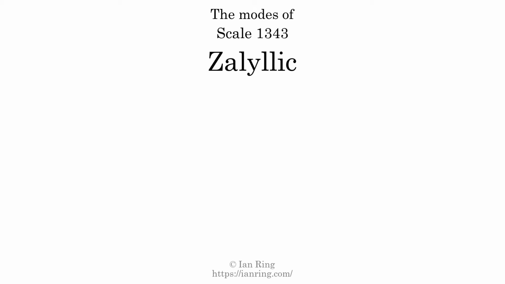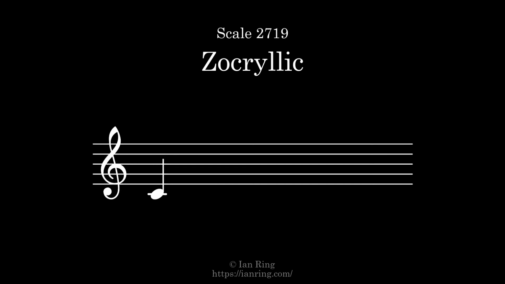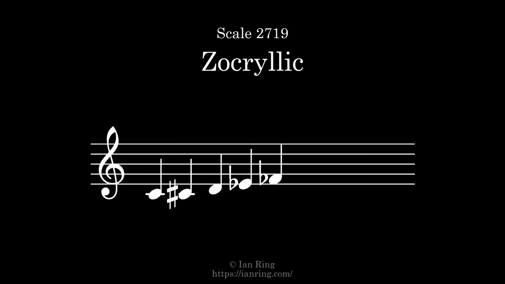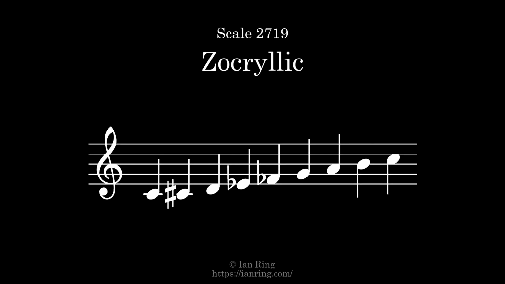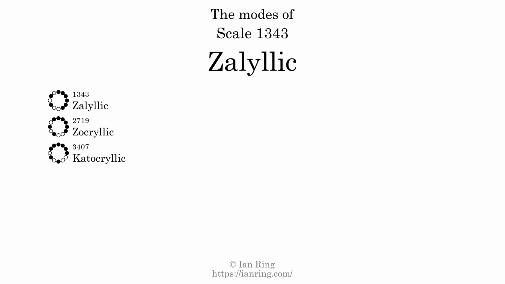This scale has 8 modes. The first mode is itself. The second mode is scale 2719, also known as Zalyllic. It sounds like this. The third mode is scale 3407, also known as catacrylic. It sounds like this.